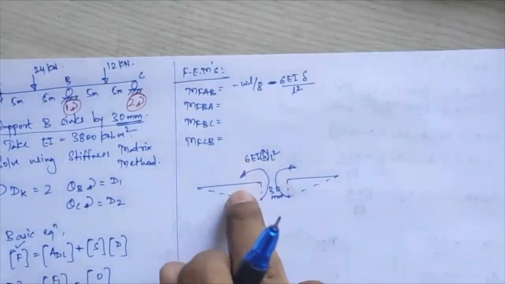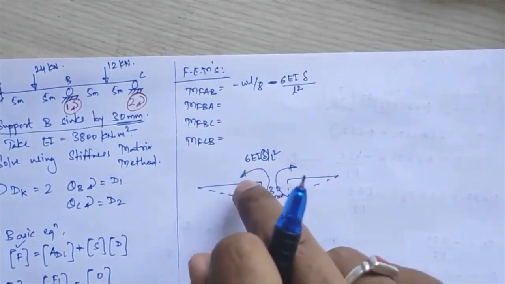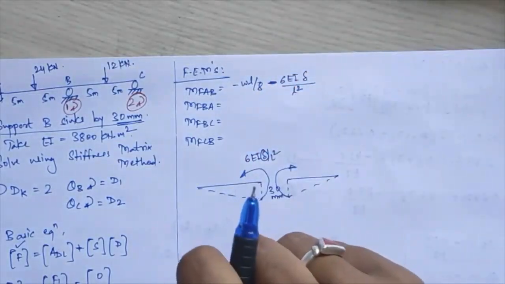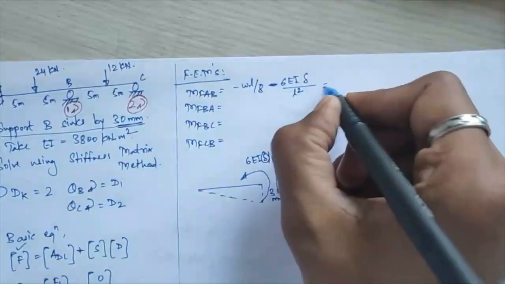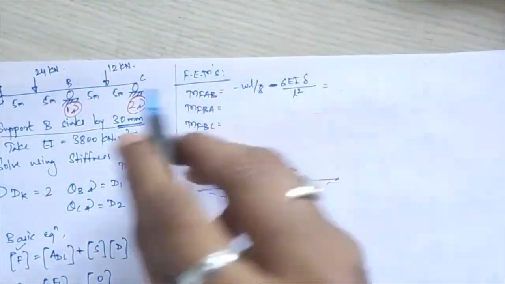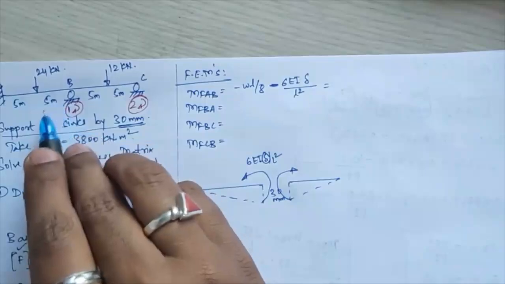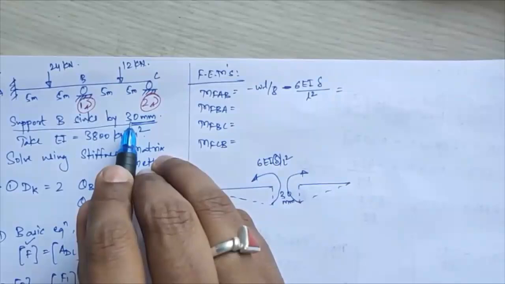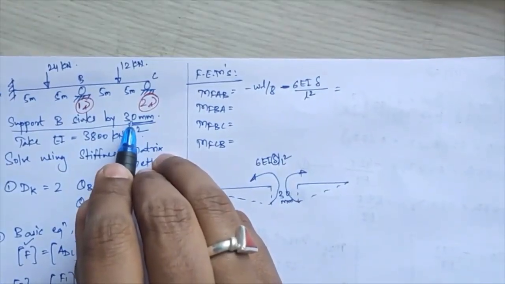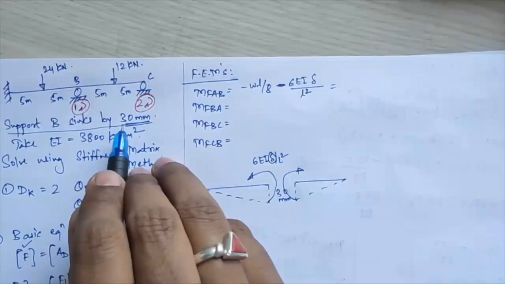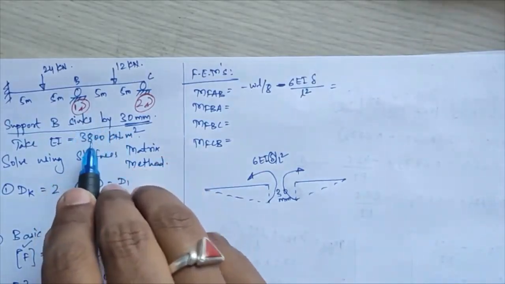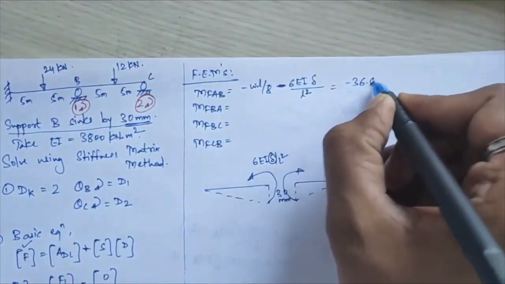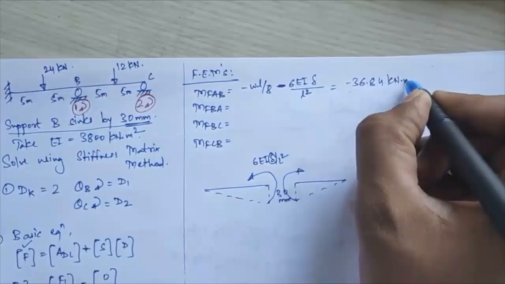So that is you are considering restoring moments, or if you consider directly anti-clockwise as negative, you will get minus 6 EI delta upon L square. Okay, so you calculate this: WL by 8, W is 24, L is 10, divided by 8, minus 6 EI, delta is provided as 30 mm. So in meters, if you calculate, this will be 0.03, EI is 3800, divided by 10 square, I get this value as minus 36.84 kilonewton meter.